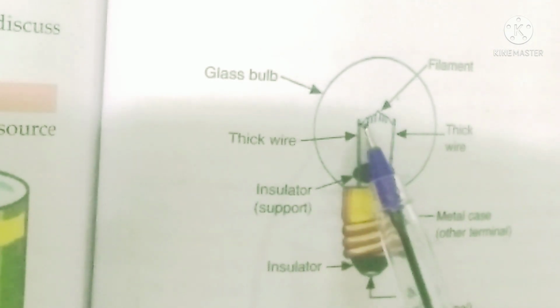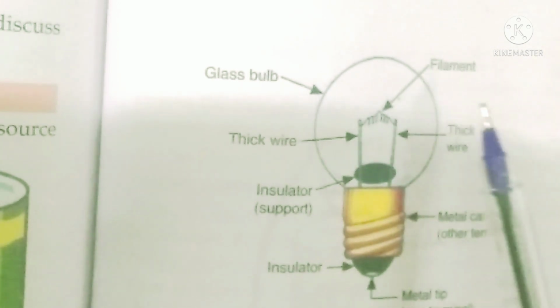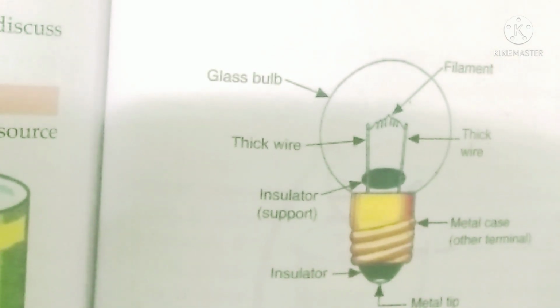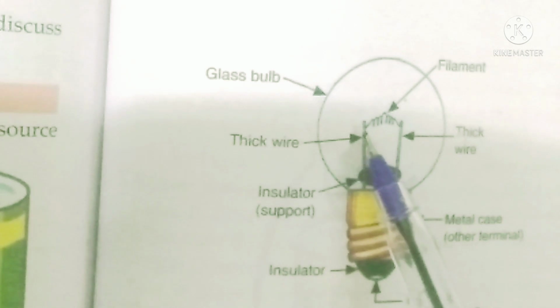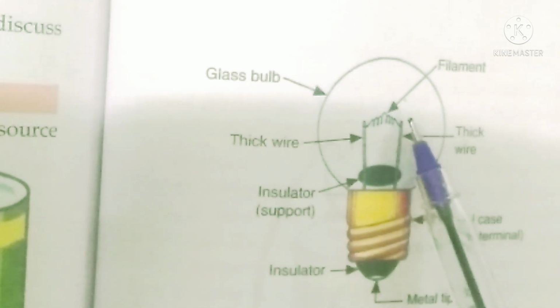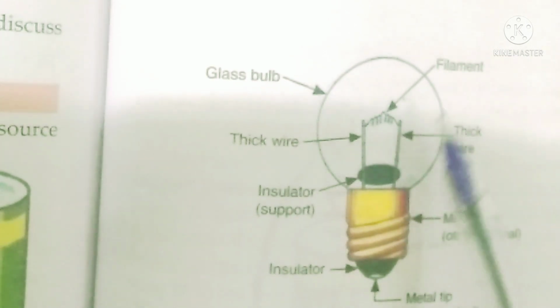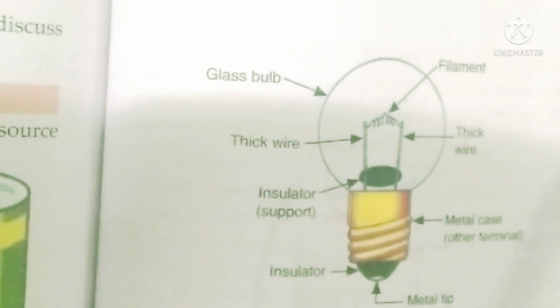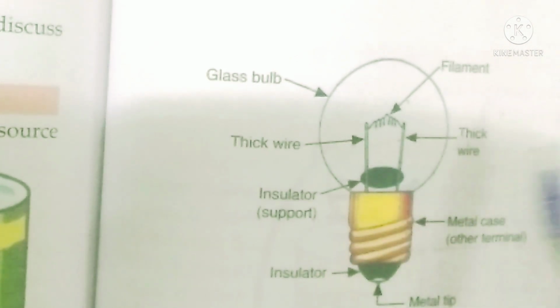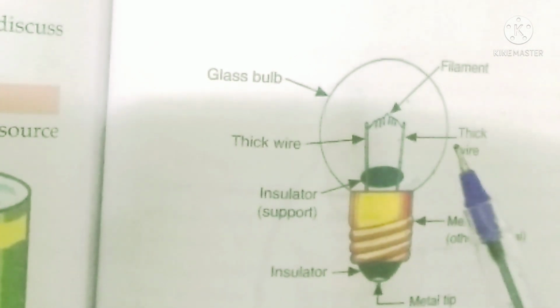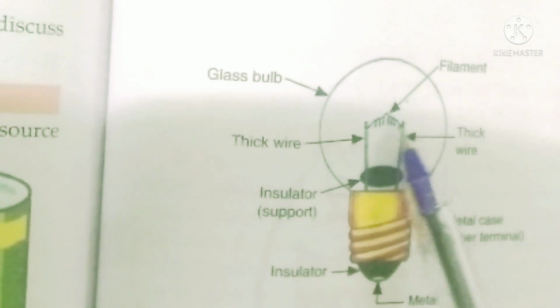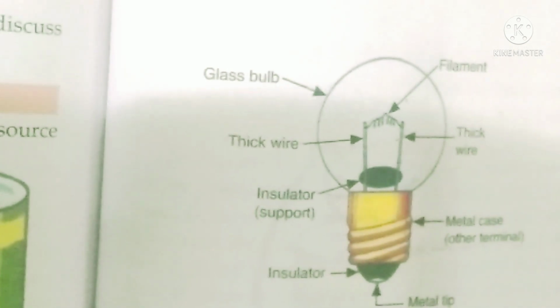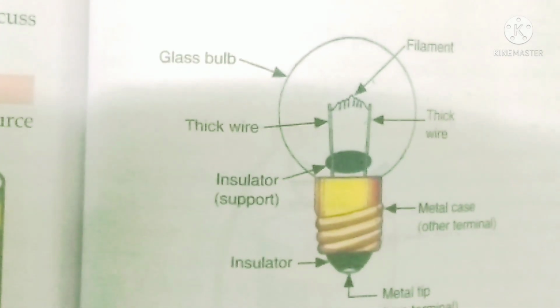So when it becomes disconnected, we call it fused. Then there will be no flow of electricity, and when the complete flow is not there, the bulb will not give out light. Then you have to throw it out, or you have to dispose of it. So when this filament gets broken, then we call it the bulb is fused.